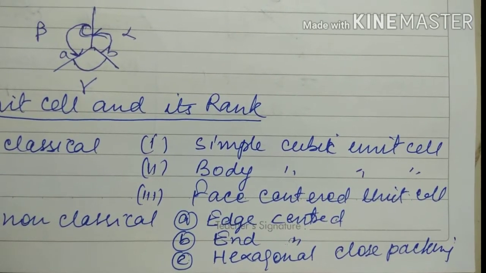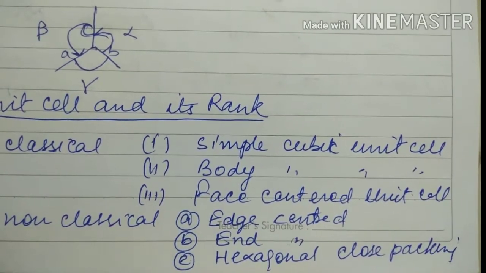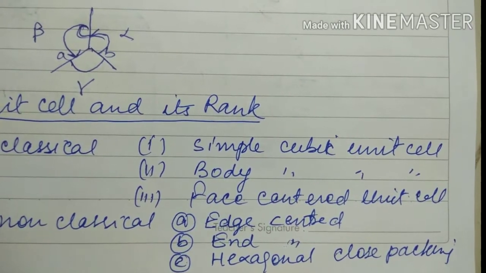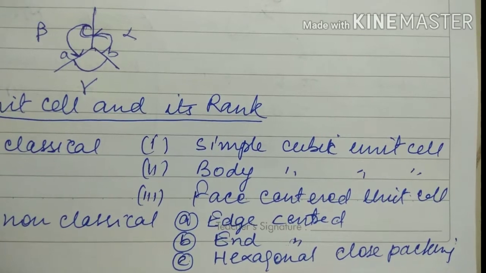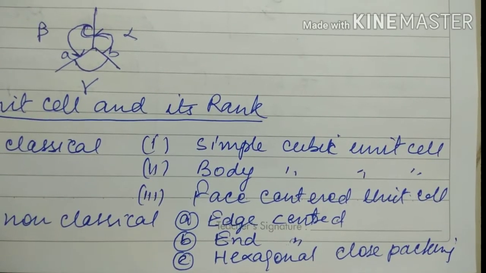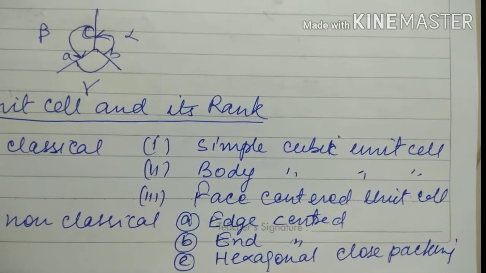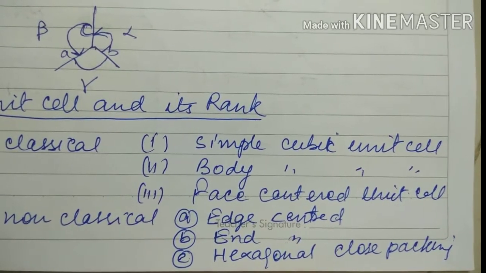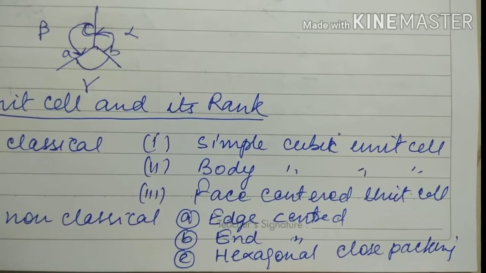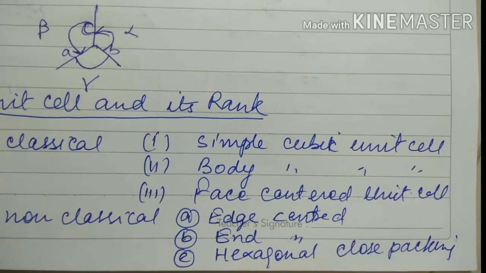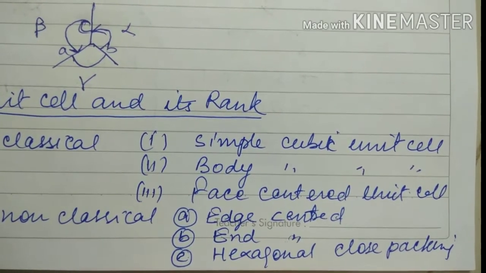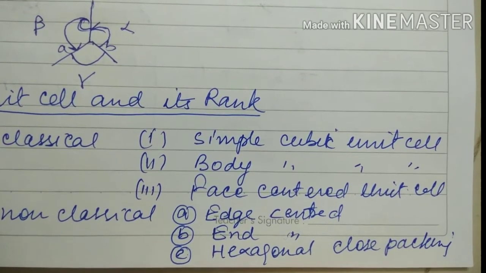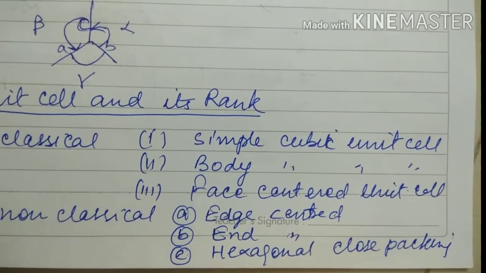Second is the body centered cubic unit cell. Third is the face centered cubic unit cell. They all come under classical. The next one is non-classical or specific. There are three: A, B and C. A is called the side-centered cubic unit cell. B is the end-centered cubic unit cell. And third is hexagonal close packing or hexagonal unit cell.